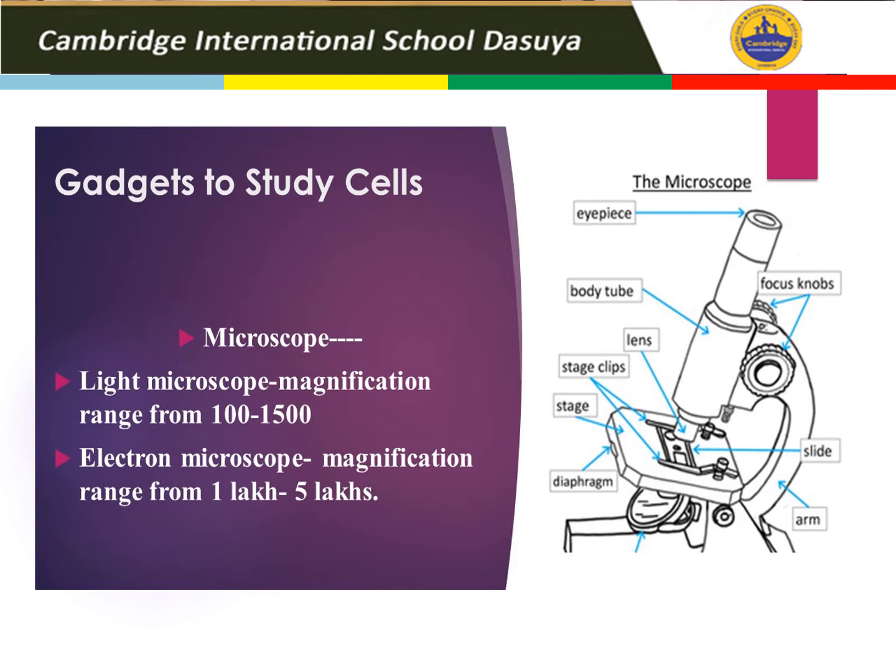Magnification. Magnification is how many times larger the image is than the real object. We have a formula which is used to calculate the magnification. We can use the magnification of lenses. Then cell membrane.